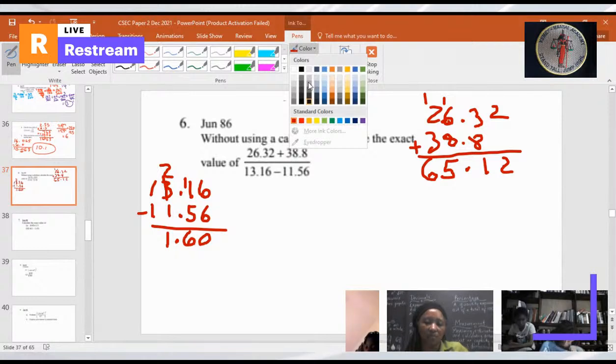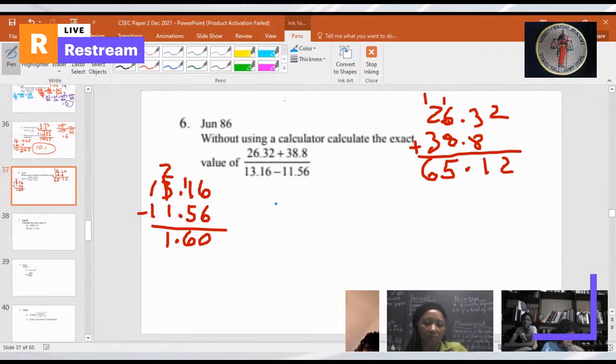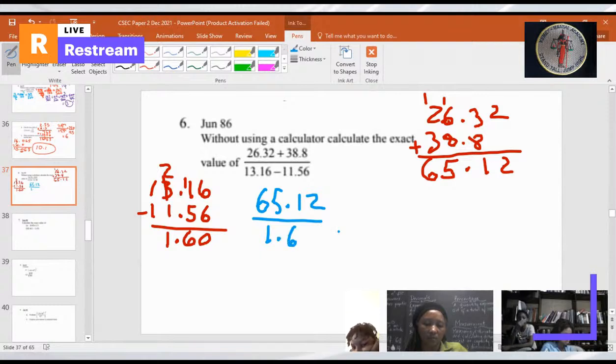What next? Okay, miss, we're going to then divide the 65.12 by the 1.60, miss. Miss, we're going to move the decimal point 2 places, miss.